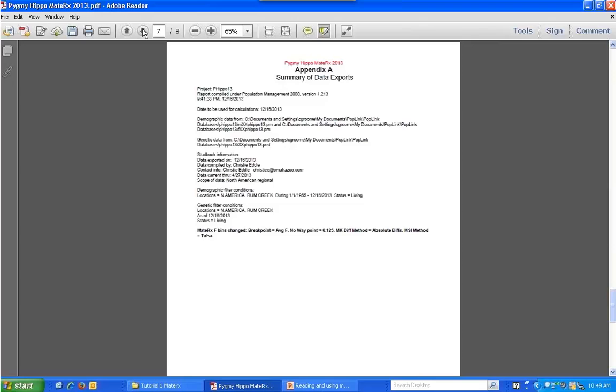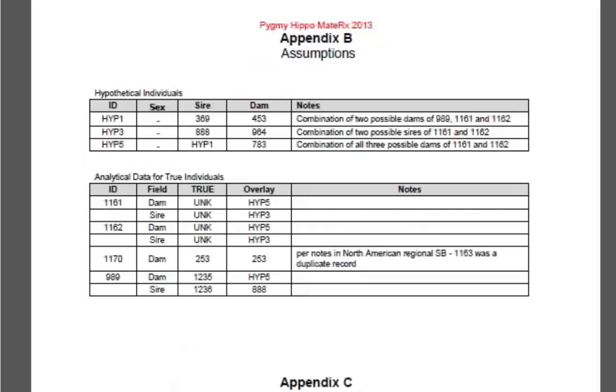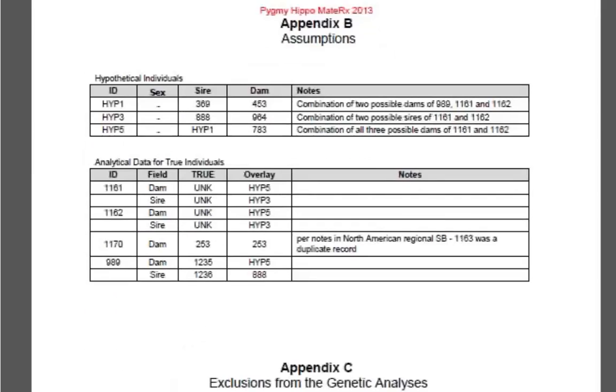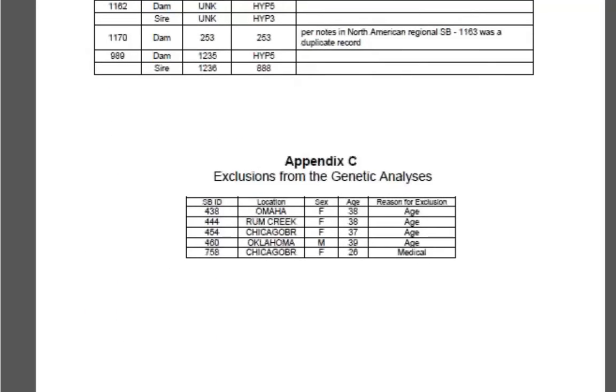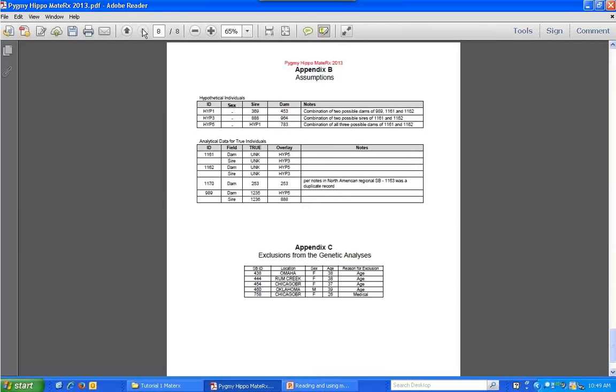So finally, in the appendices at the end of the plan, we include a summary of the data exports, assumptions used, and the list of animals excluded from the genetic analysis. This is all just to keep a record of the analyses that we performed for future references.